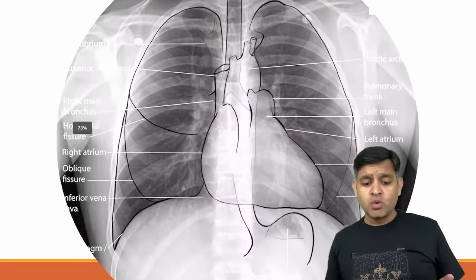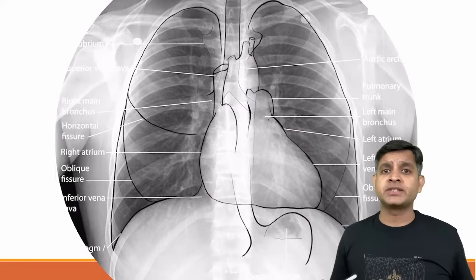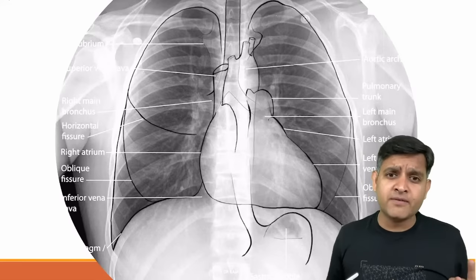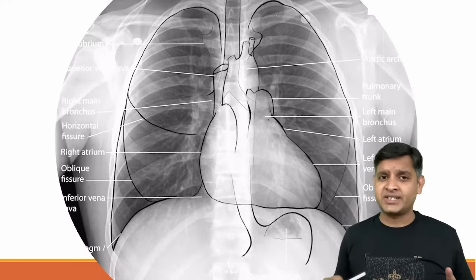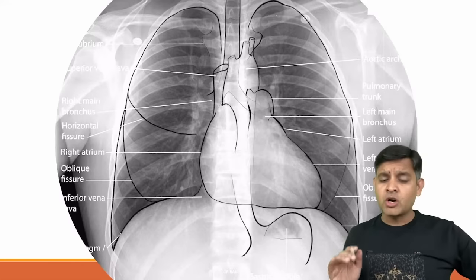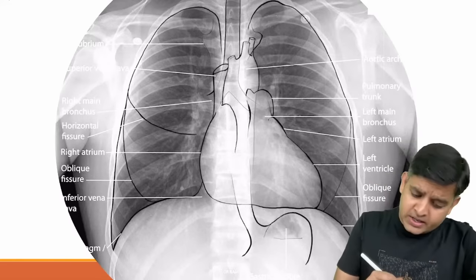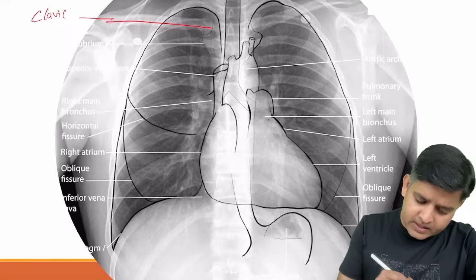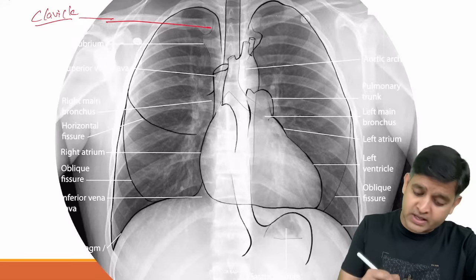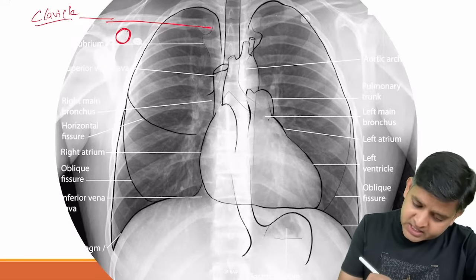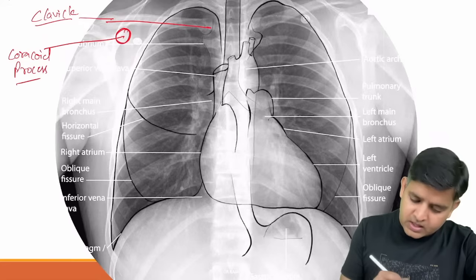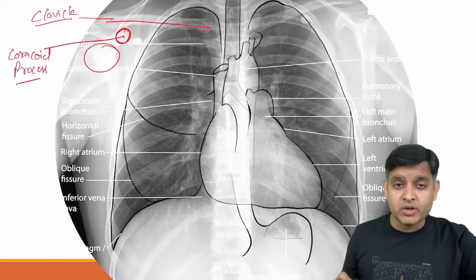Now let's come to the most important image for the exam, and that is a normal chest X-ray. The examiner is very, very fond of asking normal chest X-ray. So you should know some normal parts of the chest X-ray. So this is clavicle, we all know that. Bones examiner is very, very fond of asking. This projecting structure that you see here is the coracoid process. I don't think I need to tell you the shoulder joint, you can identify.